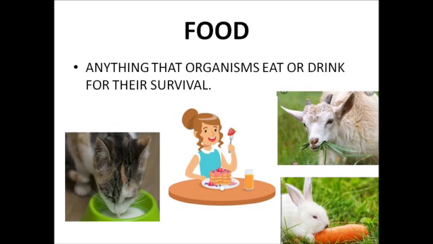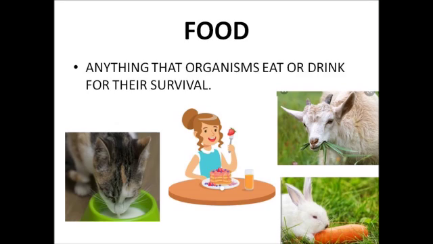Based on that, we have learned that anything that organisms eat or drink for their survival is food. Now, when we talk about organisms, what do we mean by organisms? Organisms can be human beings, they can be birds, they can be animals, they can be plants. So, all the living beings living on this earth are known as organisms.